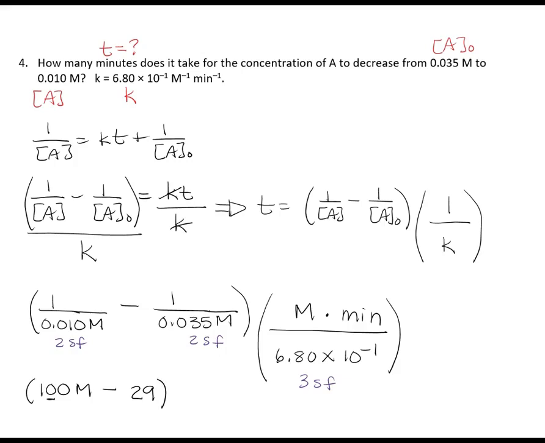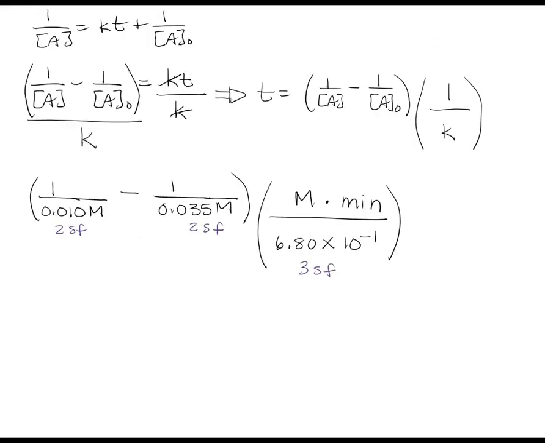And we can see that we need to round this to the tens place because that is the fewest number of places. So let's do the math for the first subtraction term so we can figure out how our 2 sig figs translate into decimal places. So 1 divided by 0.010 gives us 100, and the units are still inverse molarity. The sig figs, though, are 2 sig figs, so that would be right here at the tens place.